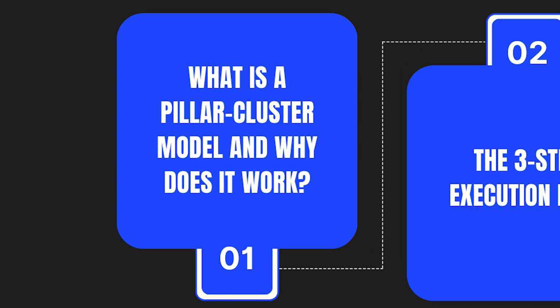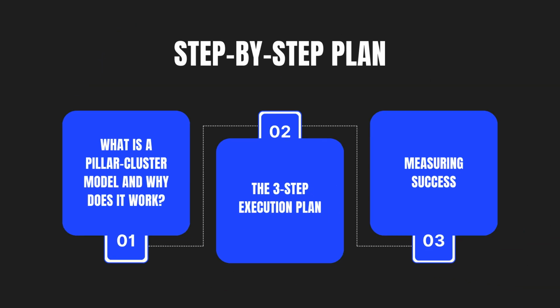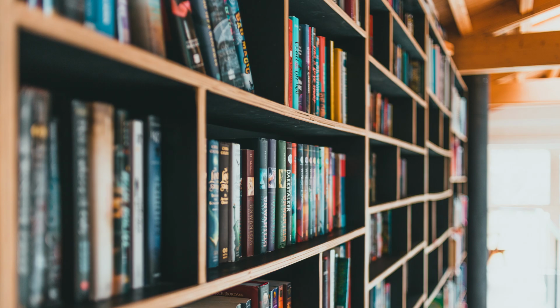Phase 1. What is a pillar cluster model and why does it work? So imagine your website's a library. If you throw 500 books on the floor, no one can find the information they need. The pillar cluster model organizes those books onto shelves labeled by genre. So there are 3 components.